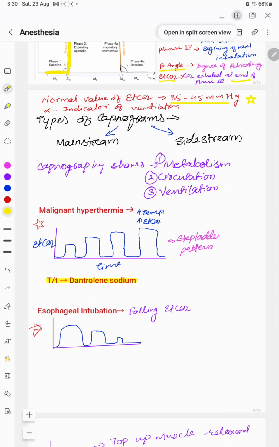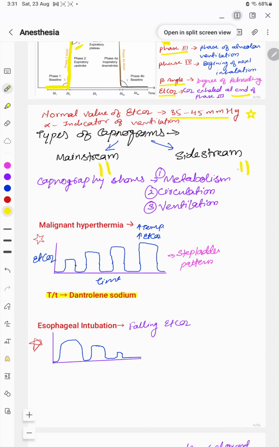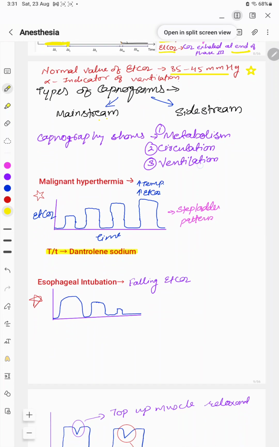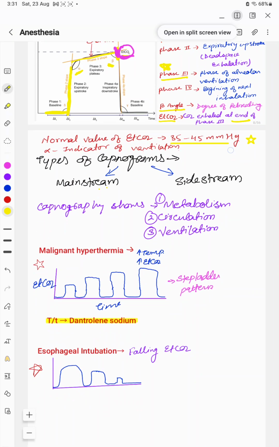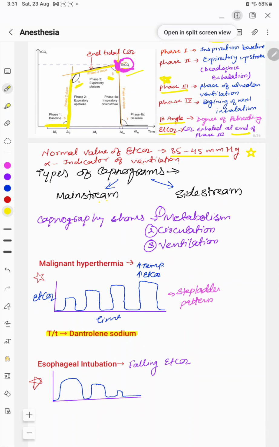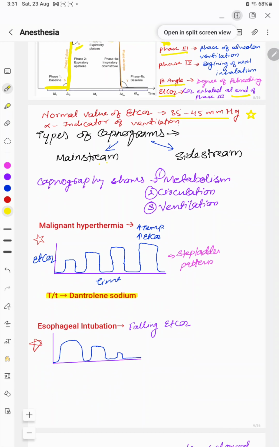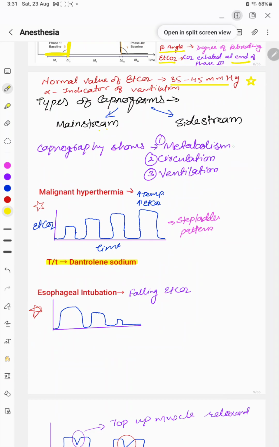I already told you. Types of capnograms. 2 types of capnograms. You don't need to remember, mainstream or side stream. Mainstream is only one pipe for both oxygen and exhaled carbon dioxide, and for side stream we have a different pipe on the side. This is side stream and main stream. Okay, what does capnography show, what will we know by this graph? First, we know EtCO2, end tidal carbon dioxide, and also we know metabolism. We can know circulation. We can know ventilation.